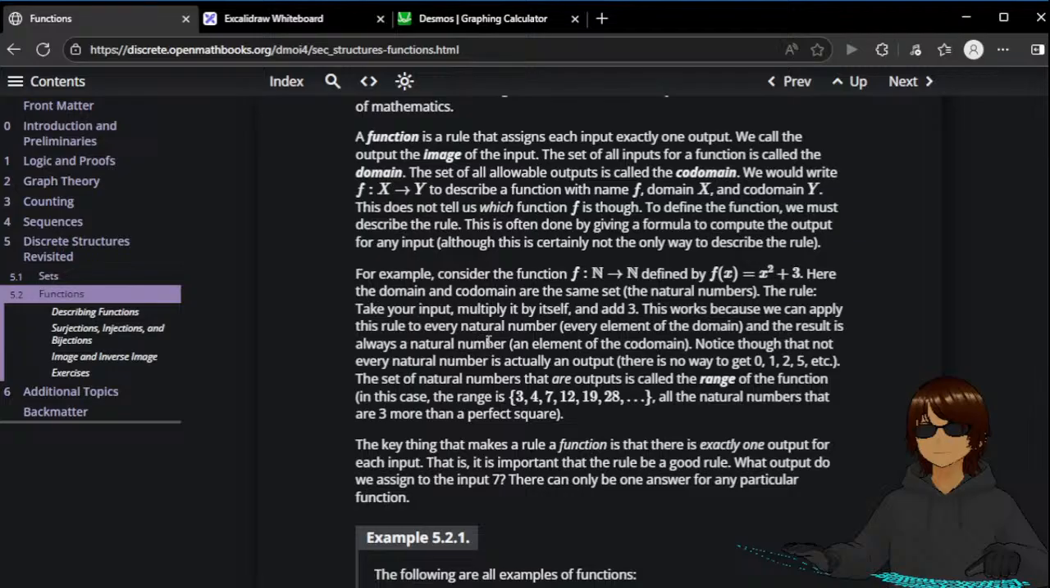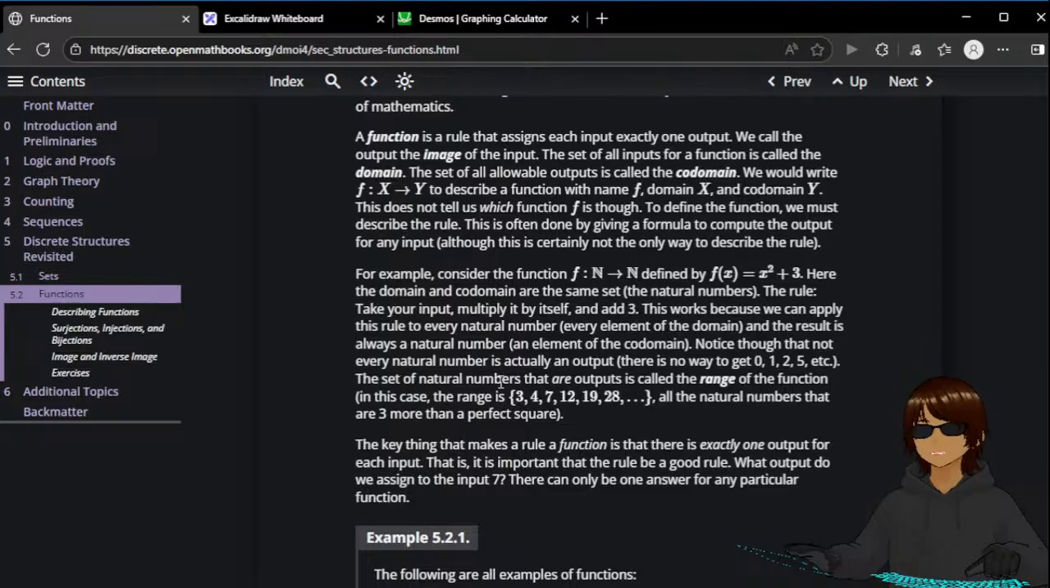This works because we can apply this rule to every natural number and the result is always a natural number. Notice though that not every natural number is actually an output. There is no way to get 0, 1, 2, 5, etc.